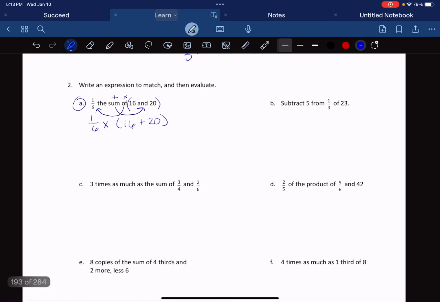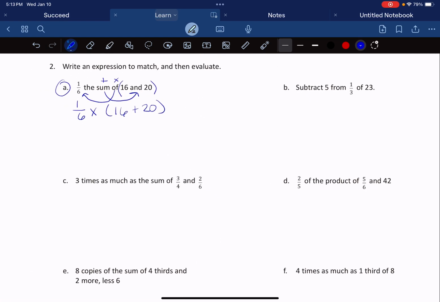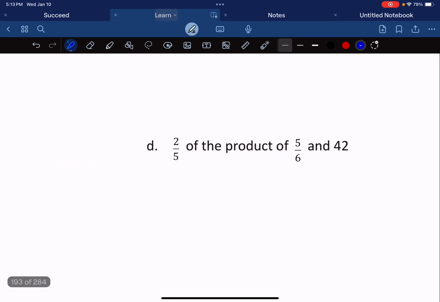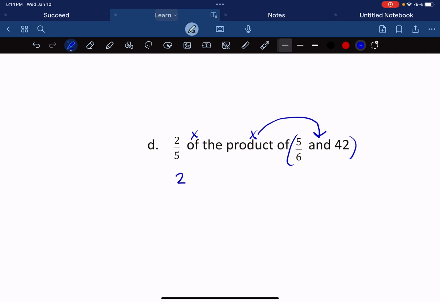And that's what they're going to do with those. I'm going to show one that uses "of" more than once. So here I have 2/5 of. That "of" would be used for multiplication. The product means the answer to the multiplication problem of 5/6 and 42. So that "of" just wants us to find the product of these. So we would come here and replace "and" with multiplication. So I would have 2/5 times parentheses 5/6 times 42.